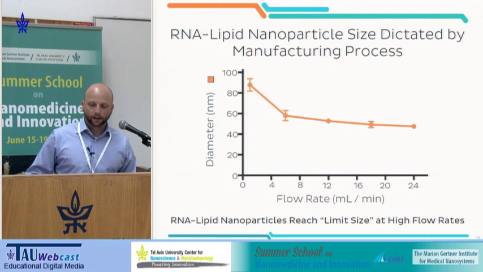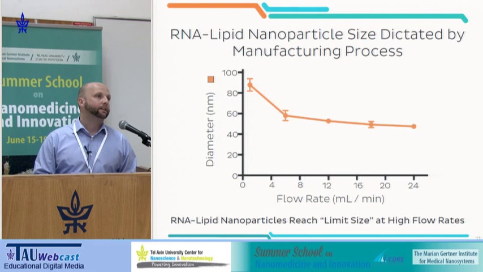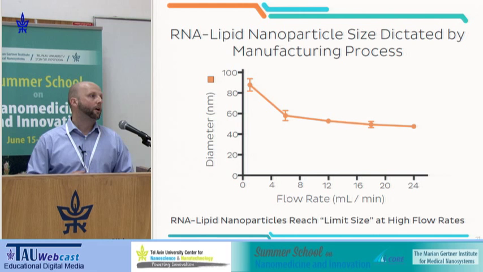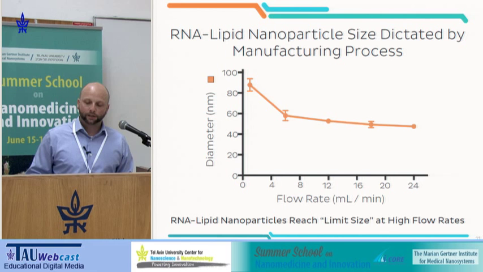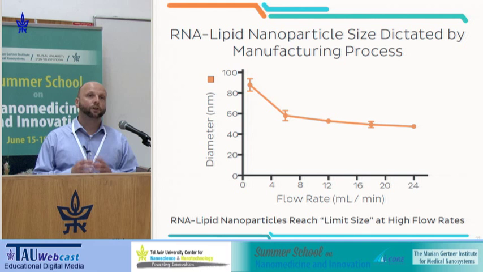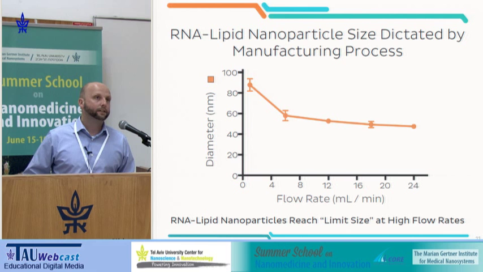In the first slide here, the process is showing our ability to manipulate the size of the nanoparticle by changing the flow rate. And in our technology, the flow rate is a proxy for mixing speed. So faster flow rate means faster mixing speed. As we increase the mixing speed, we're able to get what we call limit size nanoparticles. It's a term to define the smallest, most energetically favorable structure based on the composition itself. But as you can see, if you increase the mixing speed, you also get into a very stable regime where you have a high robustness of your process.